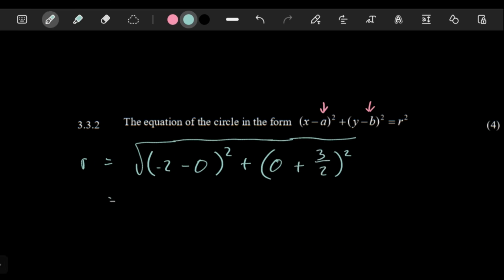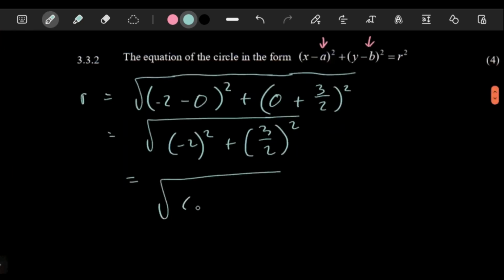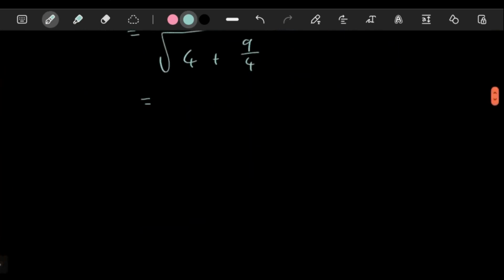All this, you really don't have to stress too much about, because you might as well just throw it into your calculator. Well, let's just take it a step further actually, because why not? This is negative 2 squared, right? Which will give us a 4. This is 3 over 2 squared, which is going to give you 9 over 4. And then if you add the 4 and 9 over 4 and square root it, let's see what you get.